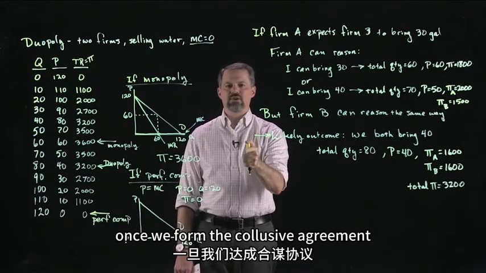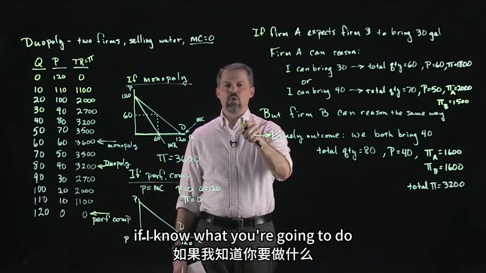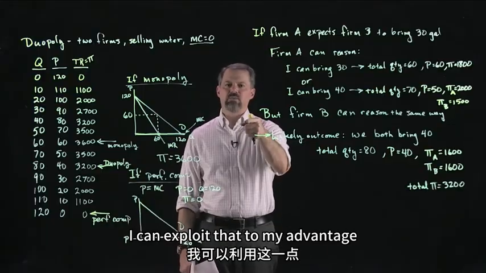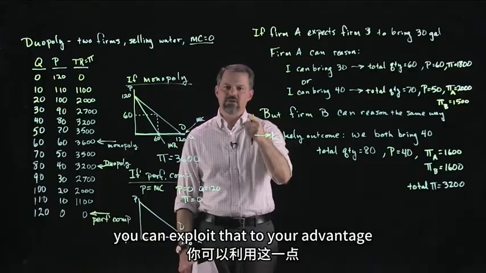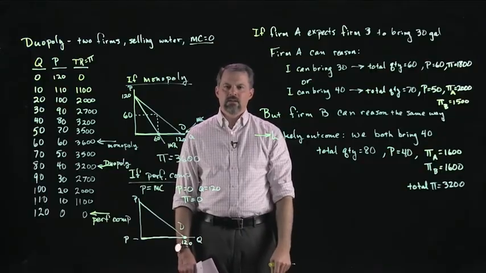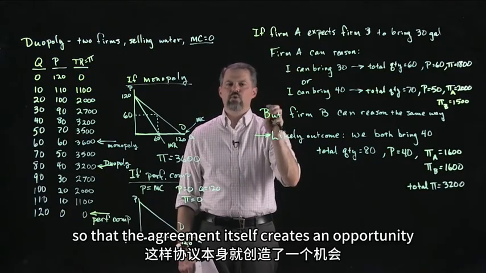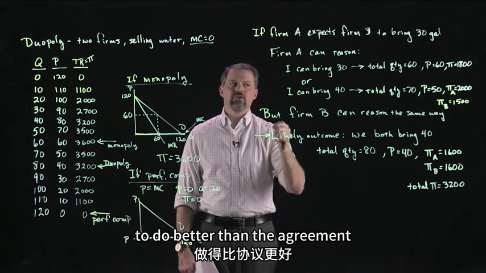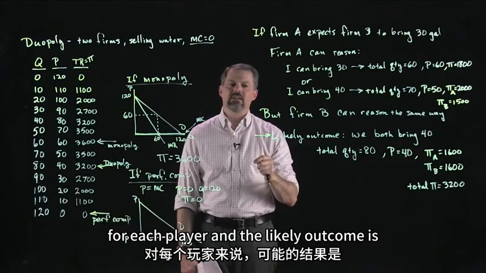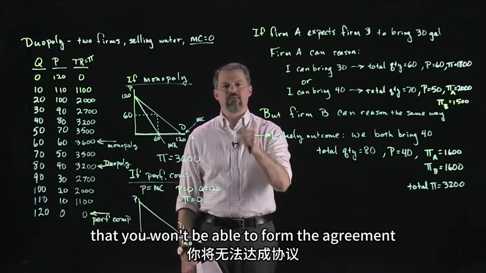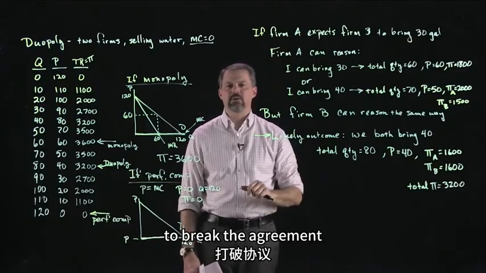Once we form the collusive agreement, it removes uncertainty. If I know what you're going to do, I can exploit that to my advantage. And if you know what I'm going to do, you can exploit that to your advantage. So the agreement itself creates an opportunity to do better than the agreement for each player, and the likely outcome is that you won't be able to form the agreement. People are going to have a strong incentive to break the agreement.